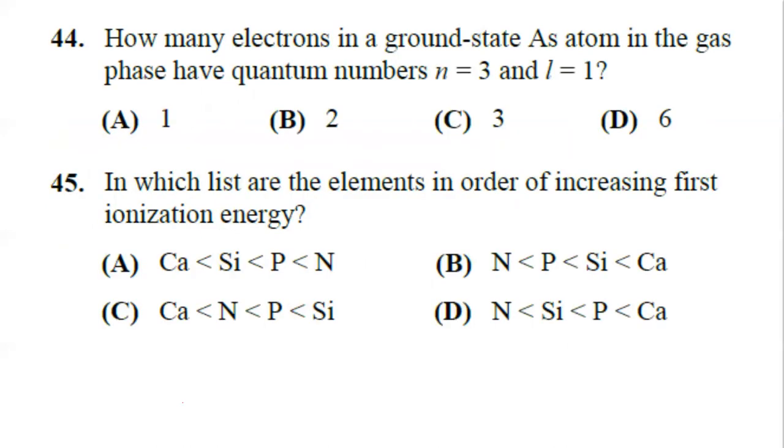So let's do some practice. This is similar to question number 45. Now we're looking at arsenic, and we would like to figure out how many electrons start with that same set of quantum numbers for those first two.